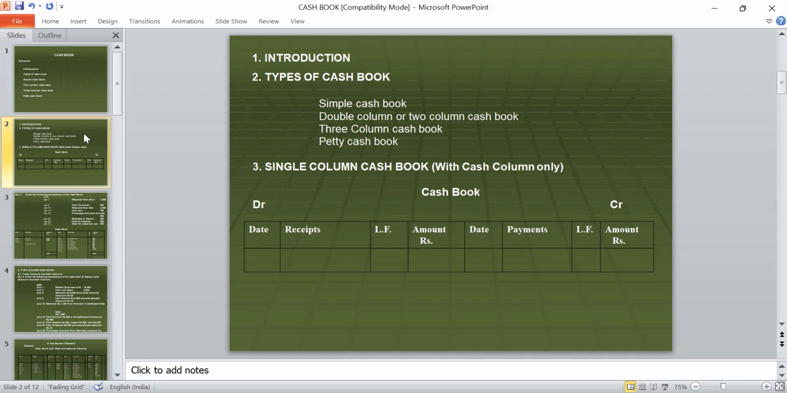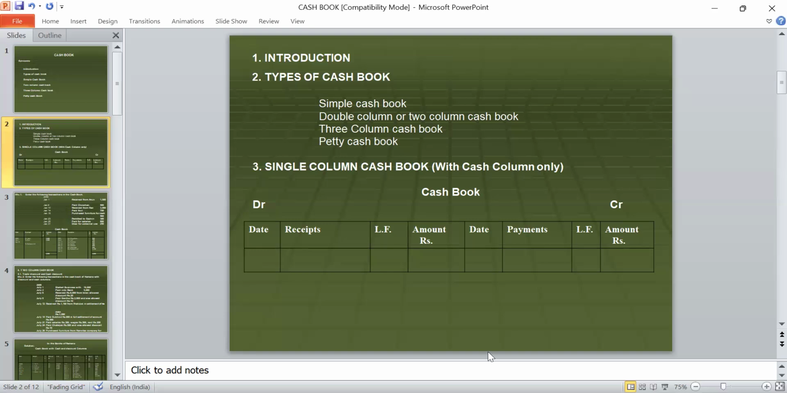Cash receipts are to be debited and cash payments are to be credited. Nothing but all the cash receipt transactions are entered in the debit side of the cash book and all the cash payments are entered in the credit side of the cash book. Okay, am I clear? Once again, I repeat, cash receipts are to be debited and cash payments are to be credited. Means cash receipts are entered in the debit side and cash payments are entered in the credit side of the cash book.